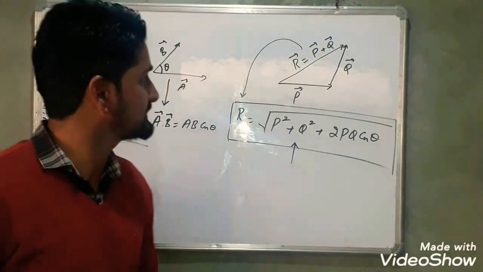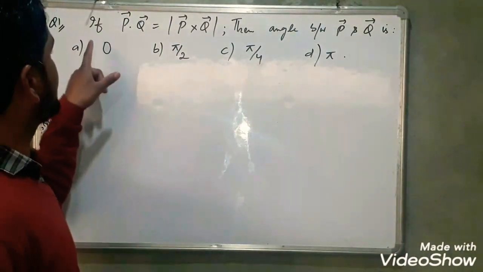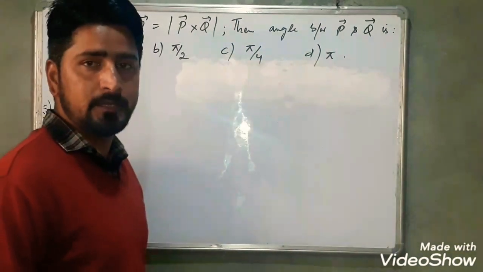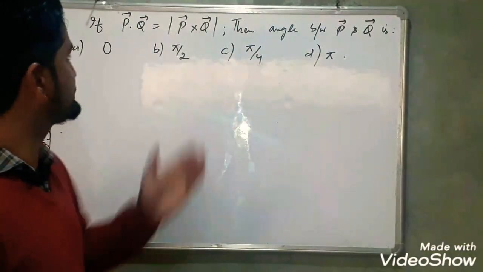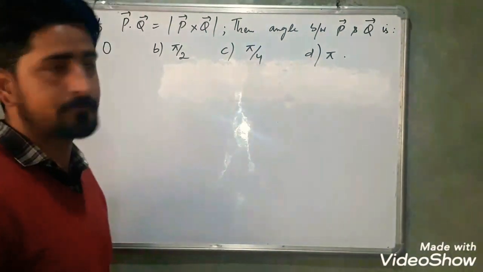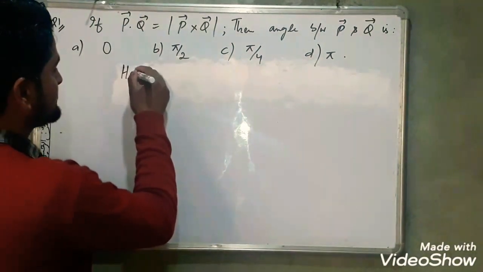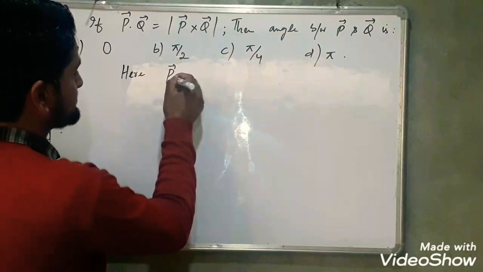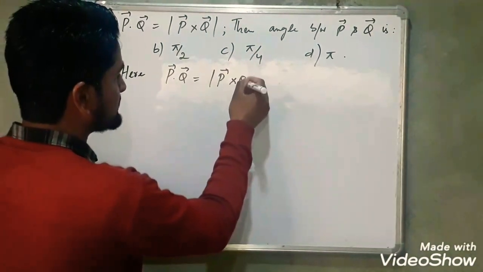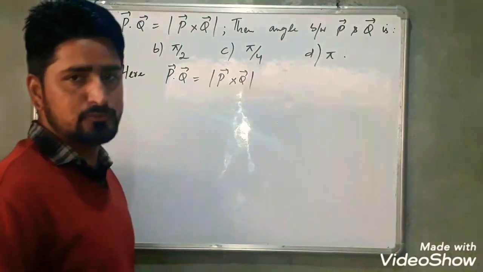Our first question: if P dot Q equal to magnitude of P cross Q, then the angle between P and Q is, we have four options: 0, pi by 2, pi by 4 and pi. Let's find out the correct answer. Here we have the given condition as P dot Q is equal to magnitude of P cross Q. This is the scalar product and this is the vector product of two vectors.